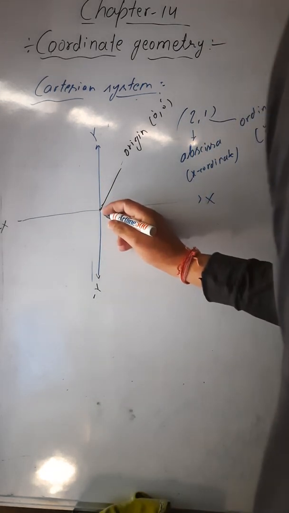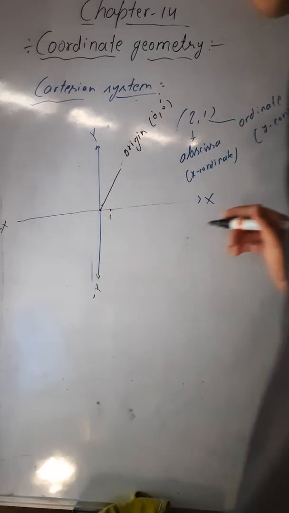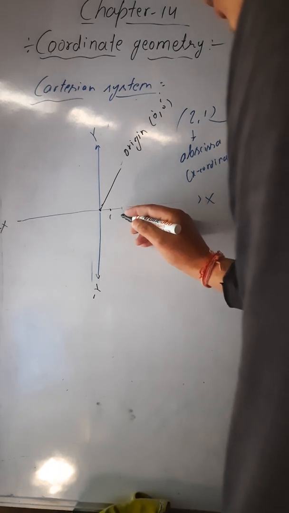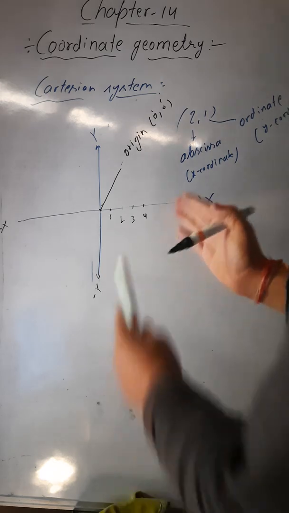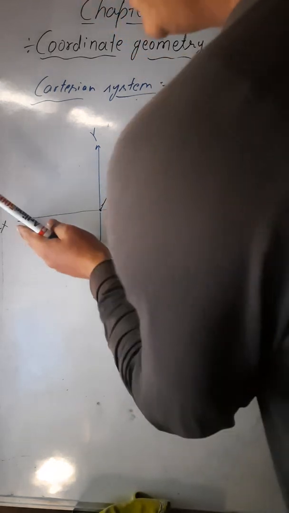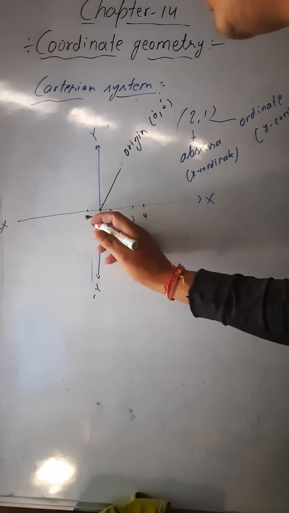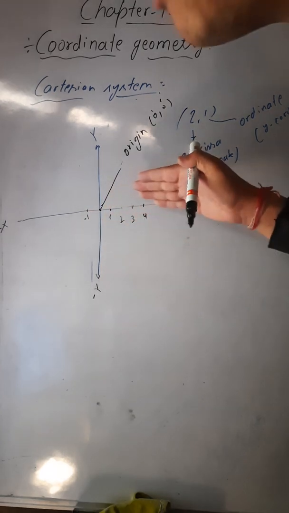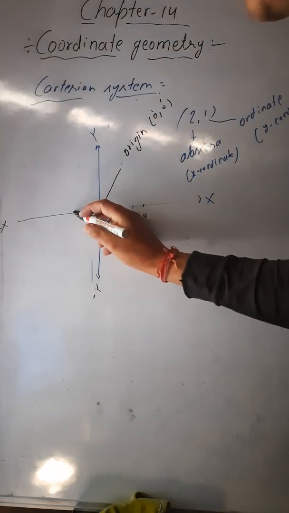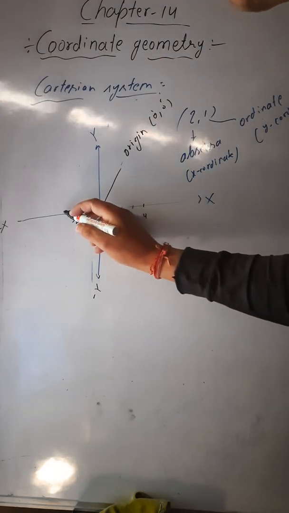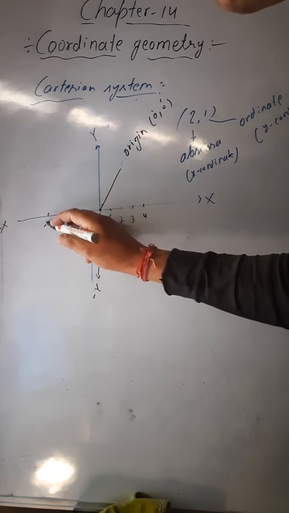Now let me locate some points here. This point is 0, then 1, counting along the x-axis. Here it will be 2, here 3, and let's say 4. If I go along the negative x-axis, this is 0, so the first point will be -1, because I am now moving along the negative x-axis. The second one will be -2, the third -3, and the next -4.